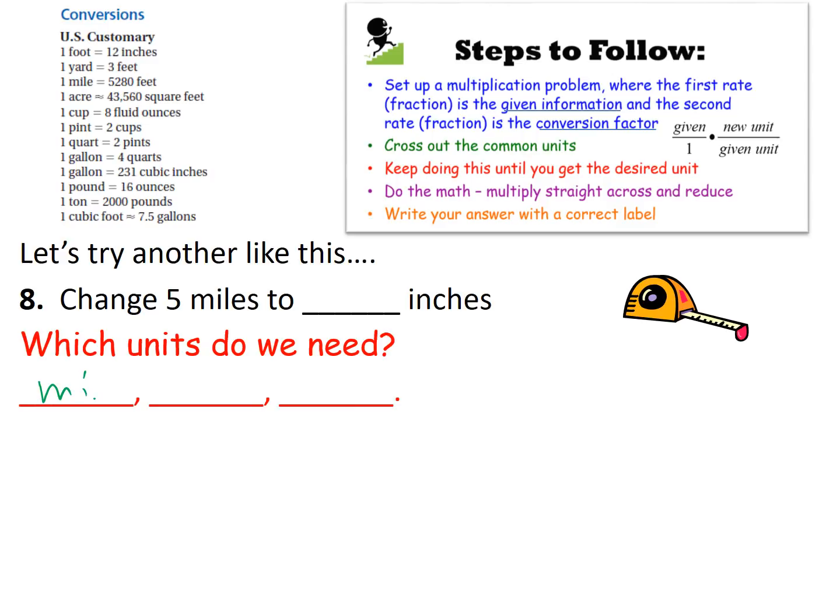We know we're going to want to end in inches. So let's see if we see one. Okay, here's miles. Oh, I have to make a stop off in feet, and then feet can go to inches. So what do we do next?